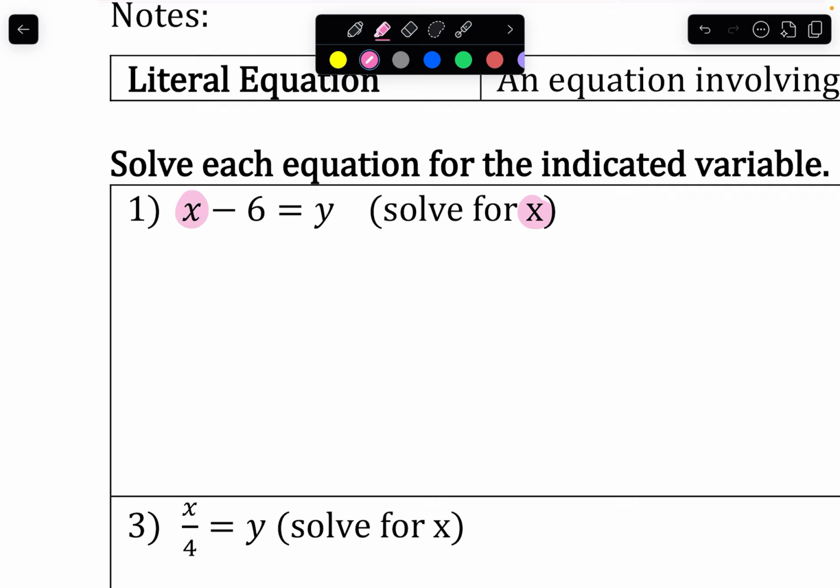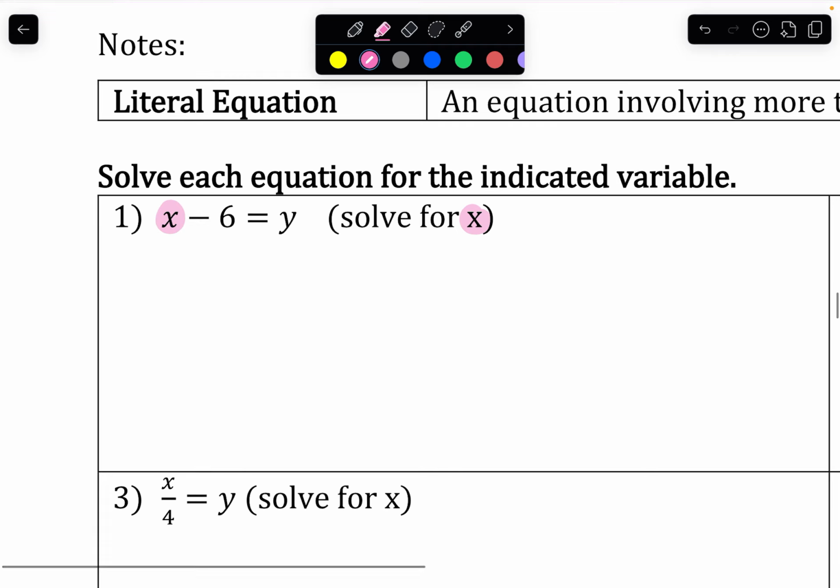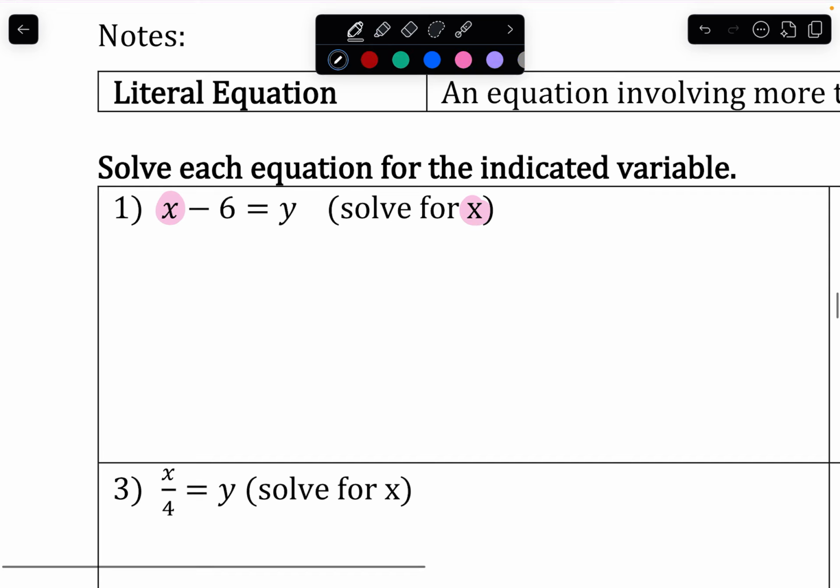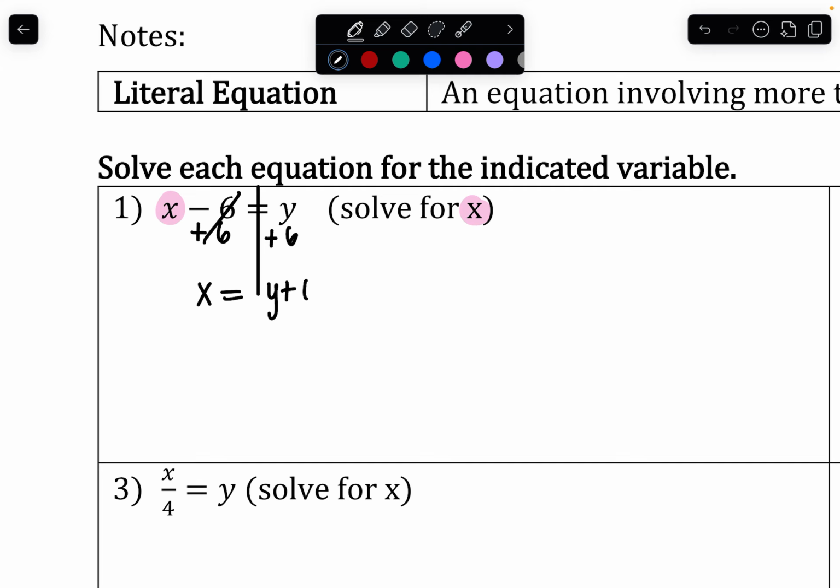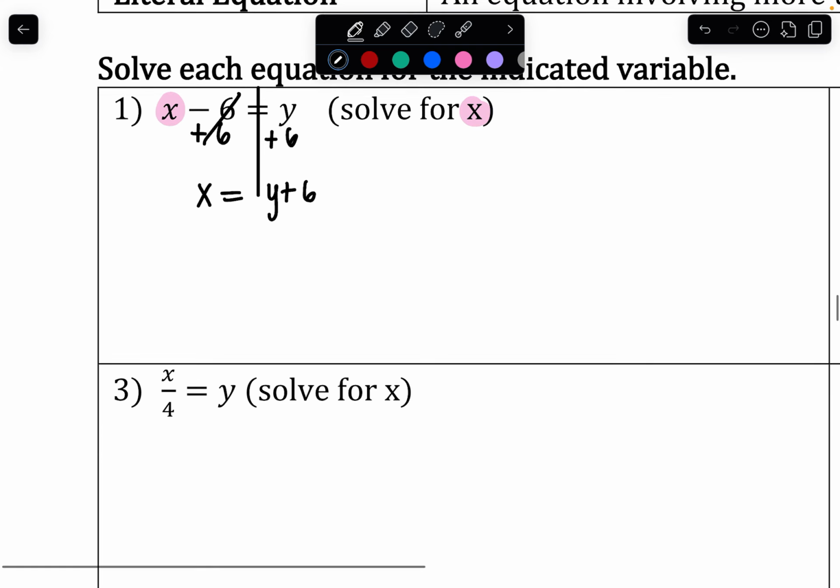These look harder, but they're actually a little bit easier since you're working with letters. You don't have to number crunch or simplify as much. To isolate this x, we get rid of this 6 using the inverse operation. It's minus 6, so we need to add 6. On the left, I just have x. On the right, I have y plus 6. Those are not like terms, so we have to leave them separate. Our final answer is just x equals y plus 6, and we're done. That's the best we can do since we have another variable.